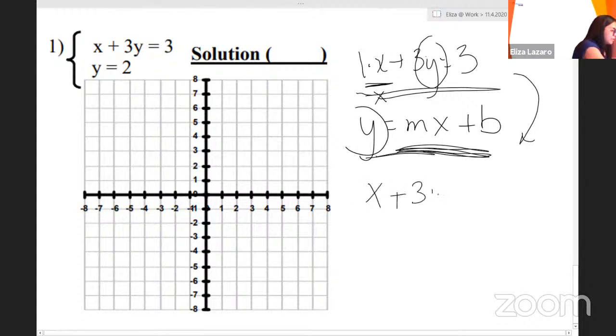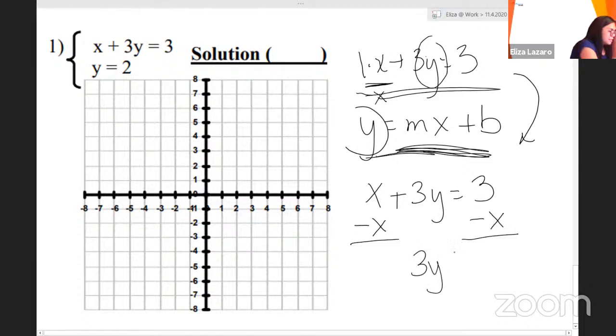Let me just rewrite it. So I'm going to subtract x from this side of the equation, and whatever I do to one side, I got to do to the other side. So then this gives me 0, and I'm left with 3y on that side. And on the right side, I'm left with 3 minus x, right?